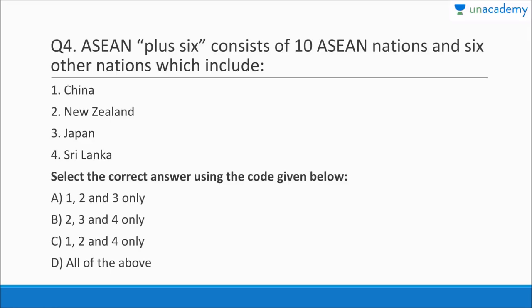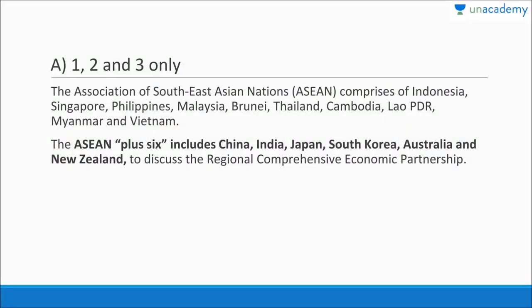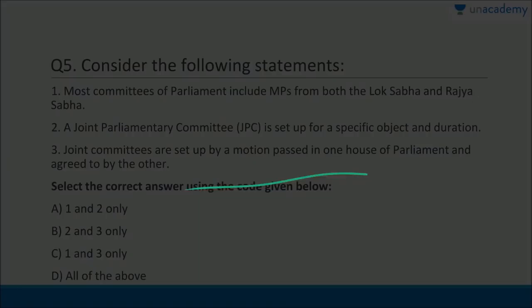I don't think Sri Lanka is there. The answer here is A, 1, 2, 3. So it includes India, China, Japan, South Korea, Australia and New Zealand. And these are RCEP partners, that is Regional Comprehensive Economic Partnership. And ASEAN comprises of Indonesia, Singapore, Philippines, Malaysia, Brunei, Thailand, Cambodia, Laos, Myanmar and Vietnam. And it is to discuss the RCEP.